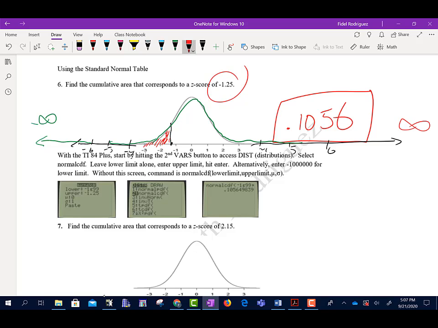So I can do this on my calculator using something called the normal CDF. The normal CDF is going to ask me for a lower limit and an upper limit. So in my lower limit, if I'm going to go all the way to negative infinity, usually I just put negative a whole bunch of 9s. And then where are we going to stop? We're going to stop right here at negative 1.25.